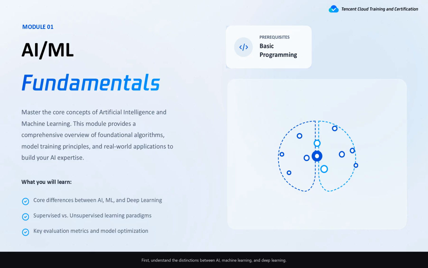We have 3 core goals. First, understand the distinctions between AI, machine learning, and deep learning. Second, explore the 4 major learning paradigms and understand when each is most appropriate. Third, build intuition about how neural networks are structured and why they work. The only prerequisite is a basic familiarity with programming concepts, though you can engage fully with the ideas even without it.